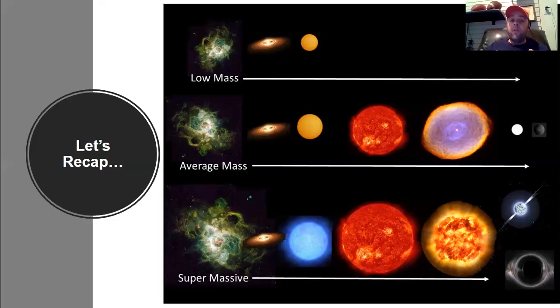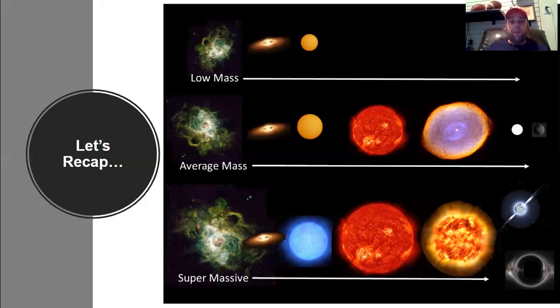In an average mass star, like our sun, we go from that nebula to the protostar to the main sequence, balancing fusion with gravity, which will eventually heat up after it uses up all its fuel in the core, causing the outer layers of the star to expand into a red giant. The outer layers will slough off into space as a planetary nebula, and what's left behind is the white dwarf, which will eventually cool into a black dwarf.